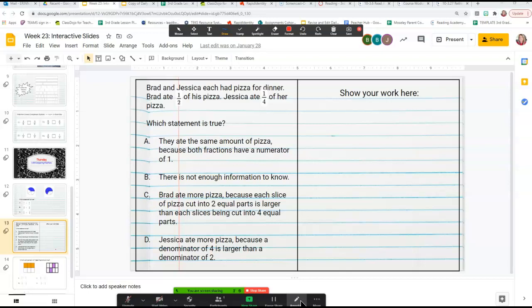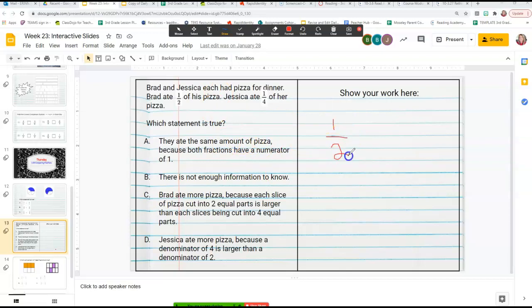Brad and Jessica each had pizza for dinner. Brad ate 1/2 of his pizza. Jessica ate 1/4 of her pizza. Which statement is true? Okay, so I have 1/2 and I have 1/4. Okay, so Brad ate 1/2 and Jessica ate 1/4.